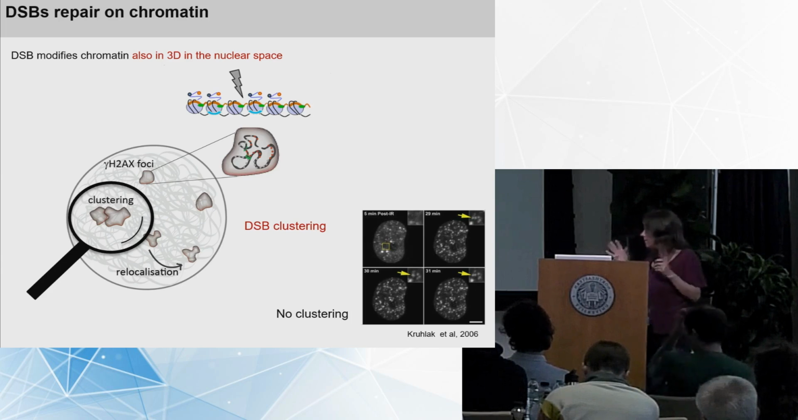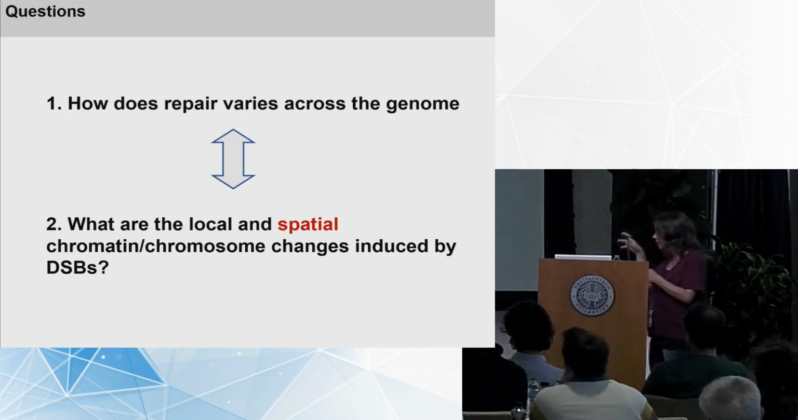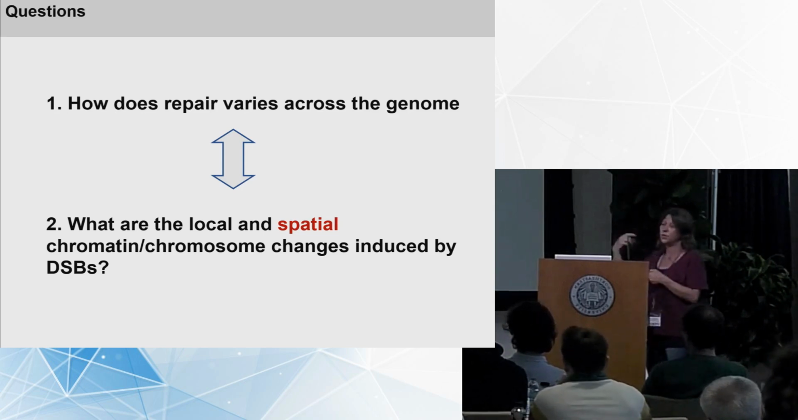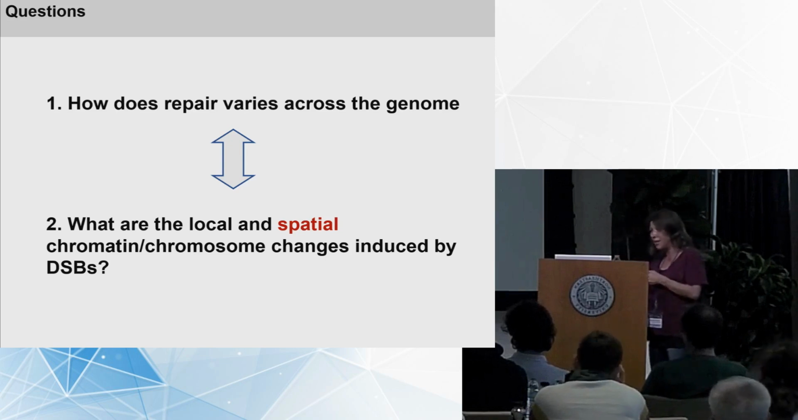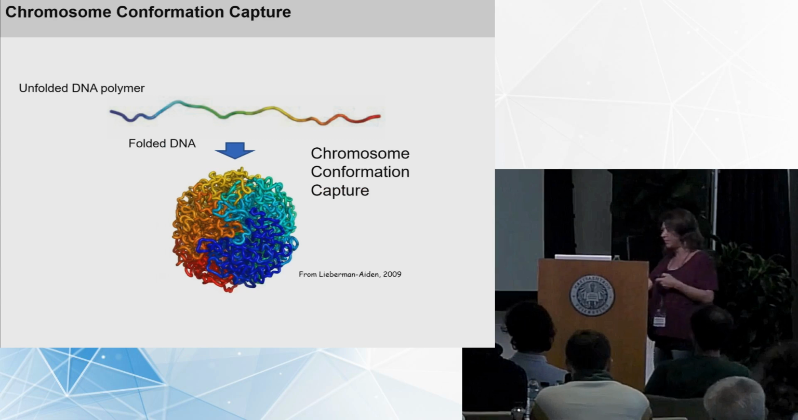So it was clear that something was going on in terms of how you induce the breaks, what the kinetics of that clustering are, the cell cycle phase, etc. All right, so I would say that's the biggest question that we have in the lab and in the field regarding chromatin and repair. How does repair vary across the genome, how does chromatin actually contribute to address each specific repair pathway, what are the local and spatial chromatin and chromosome changes that are induced by DSBs, and how do these changes contribute to the efficiency and the accuracy of the repair process?